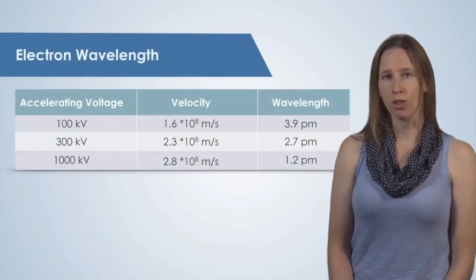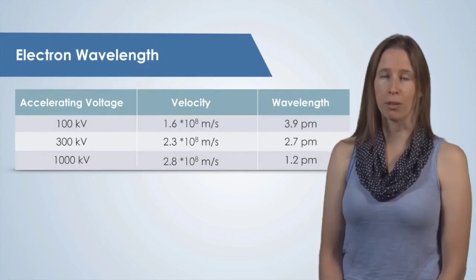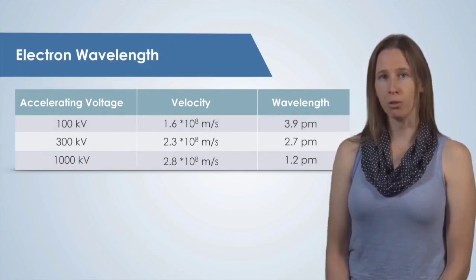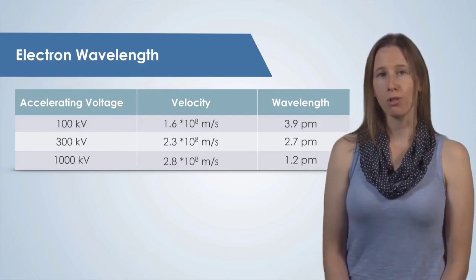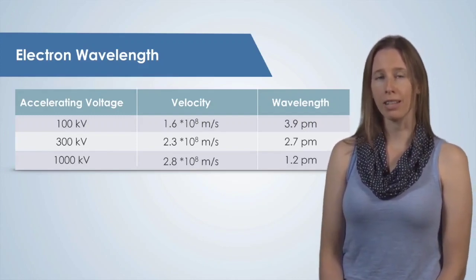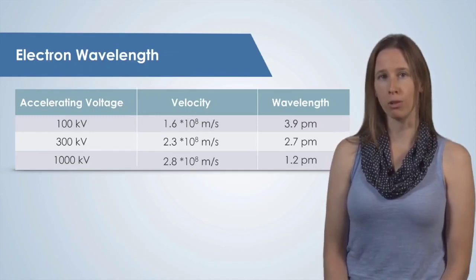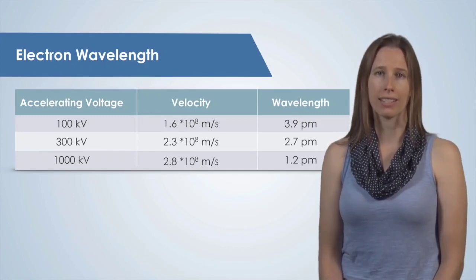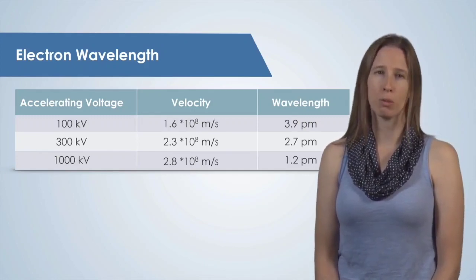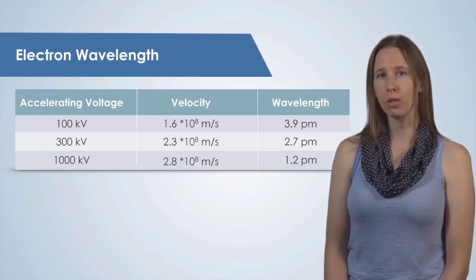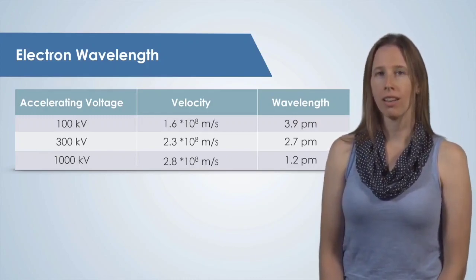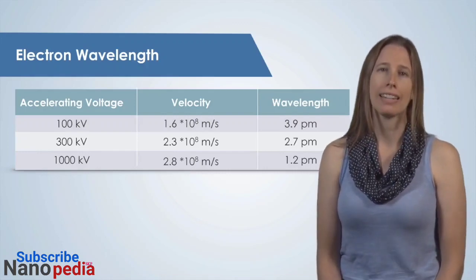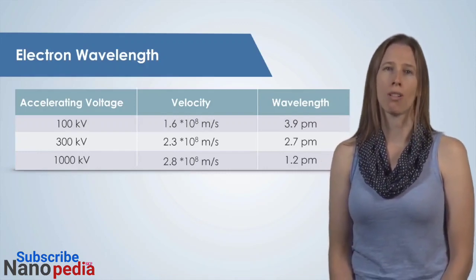Since electrons are negatively charged, we can cause them to move by applying a voltage. The velocity of an electron depends on the voltage used to accelerate it. For example, if we were to apply an accelerating voltage of 100 kilovolts, the electron would have a velocity of 1.6 times 10 to the 8th meters per second, and a wavelength of 3.9 picometers. 3.9 picometers is 0.0039 nanometers, which is really small.